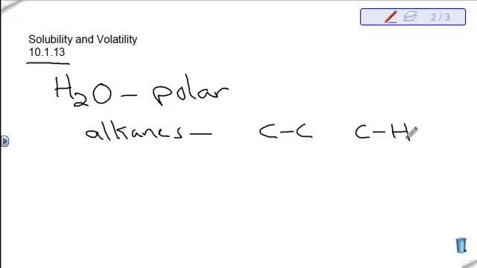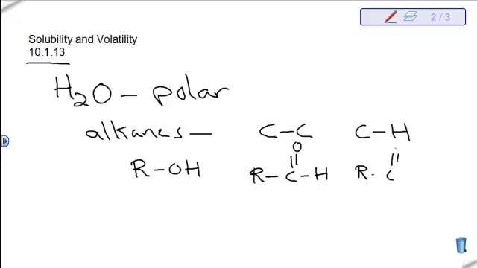Alkenes, they are not polar, not very soluble. Alkynes, not polar, not very soluble. It's a very simple concept. But how about alcohols or aldehydes? Polar or non-polar? You tell me. Polar. Very polar. This is a hydrogen bonding issue. This bond here is polar. This is definitely polar. Carboxylic acids, definitely polar. So what do you think? Soluble or insoluble? Soluble. It's a very simple issue.